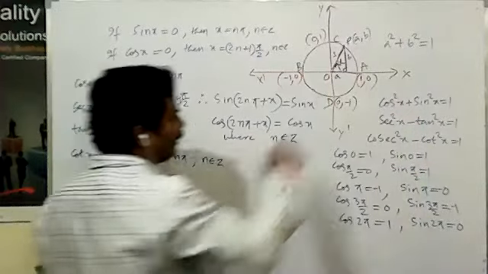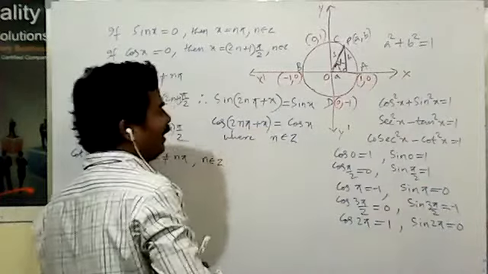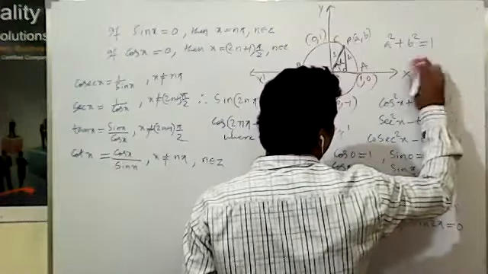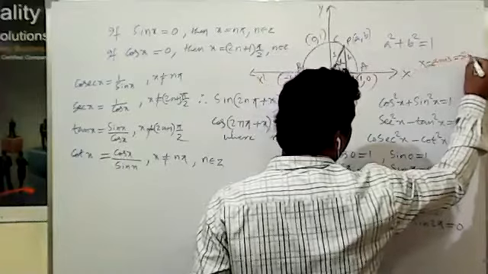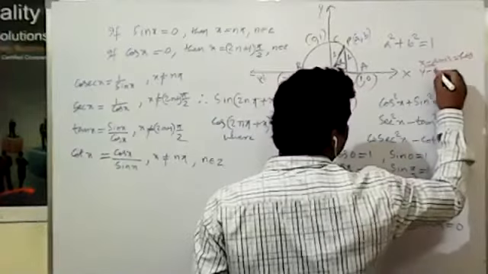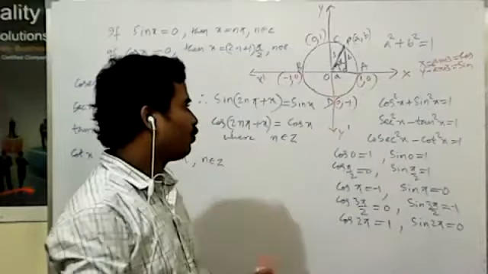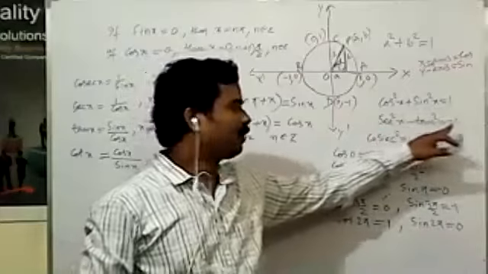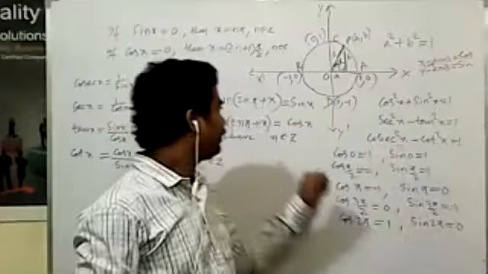That's why the x-axis stands for cos x and the y-axis stands for sin x. Here the x-axis means cos, and the y-axis is equal to sin. So that's why cos square x plus sin square x is equal to 1. So sec square x minus tan square x is equal to 1, and cosec square x minus cot square x is equal to 1.